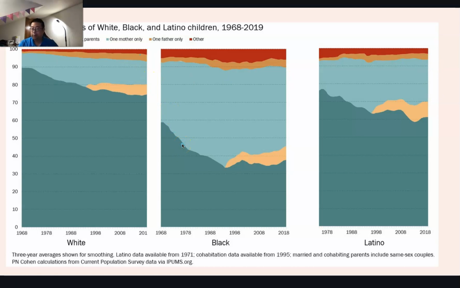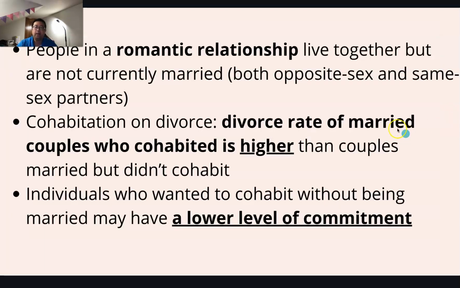So we can see that based on their racial membership and ethnicity, there are very different proportions of single parent or single mother families. Usually they have a hard time because of gender disparities and also inequalities in education and income. So we'd imagine that single African American mothers are suffering from many poverty issues. People in a romantic relationship living together but not currently married, these are cohabitations.